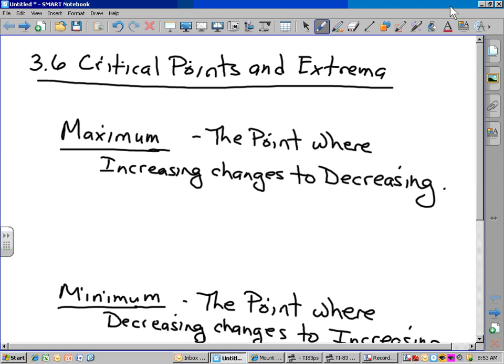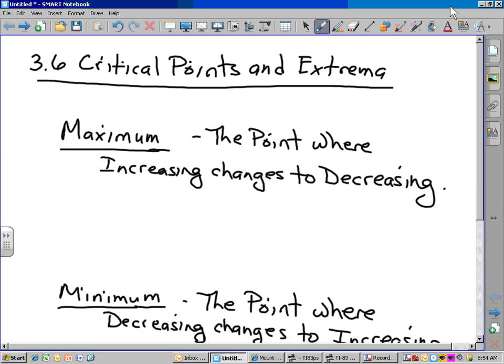Okay, 3.6, critical points and extrema. We have three different types of critical points that we're going to talk about, two of which are considered to be extrema. Okay, the first we're going to discuss is a maximum. Maximum is the point where increasing changes to decreasing.